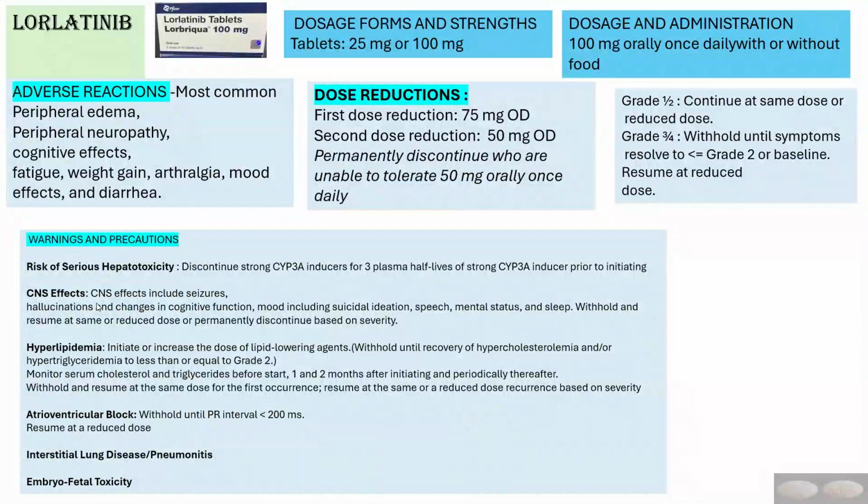If it is grade 4, although the recommendation is we do not re-challenge the drug, that is again a case-to-case basis. So we can re-challenge at a lower dose if the patient is doing clinically very well and the disease is well controlled. In that case we can go for reducing the dose to a very low level and then subsequently increase the dosing later.